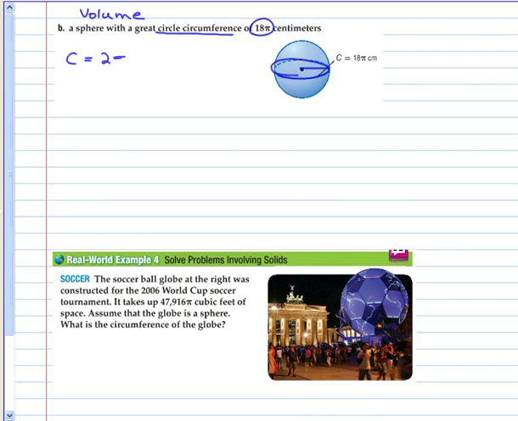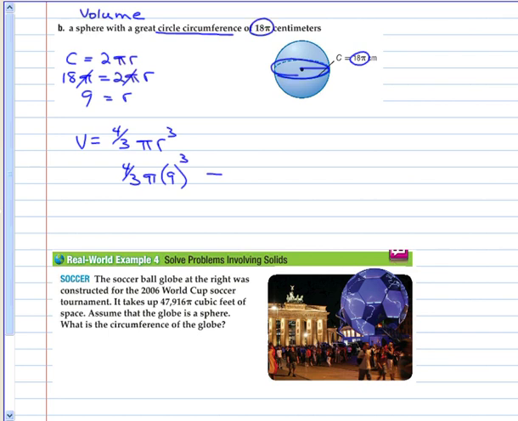Circumference of a circle, 2 times pi times the radius. So if our circumference is 18 pi, 18 pi must equal 2 times pi times our radius. Let's divide by pi, divide by 2, there's our radius. So what's the volume of our sphere? Formula, 4/3 pi r cubed. Substituting values, 4/3 pi times our radius cubed.